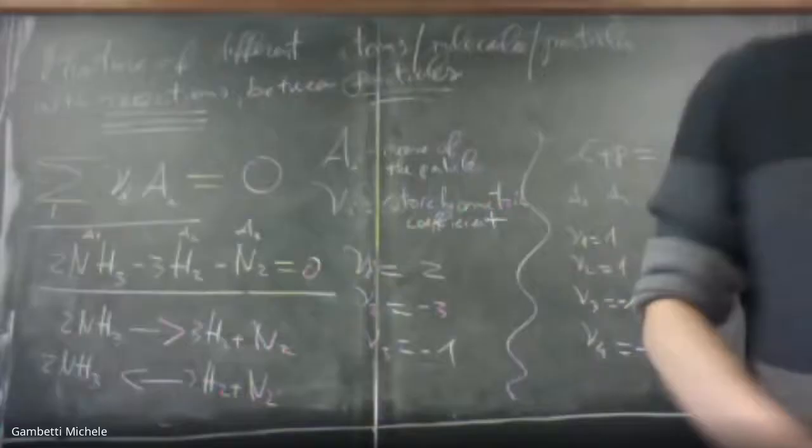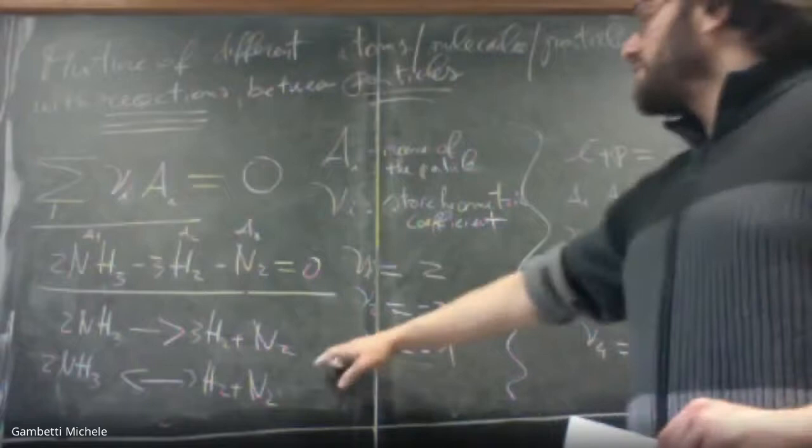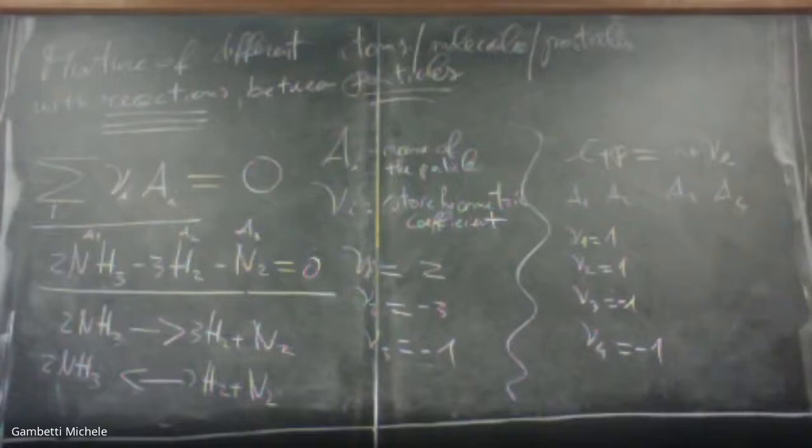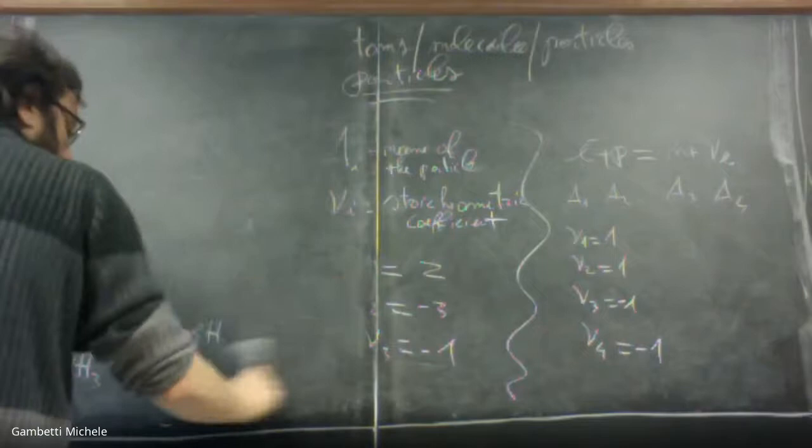Okay. So basically, this formalism here is general. It can be used for a chemical reaction like this one, or it can be used for subatomic reactions such as this weak interaction process. Okay. So now let us consider a situation in which I have a fixed pressure and fixed temperature.